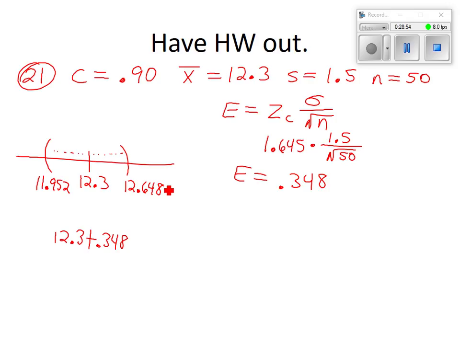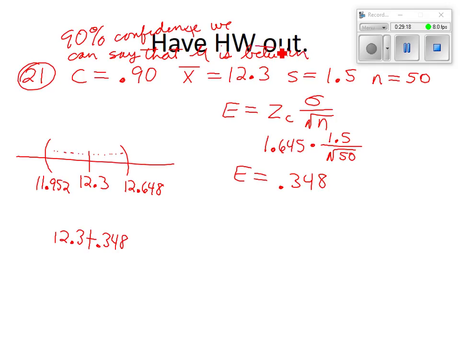And again, to explain that confidence interval, we're saying that with 90% confidence, we can say that mu is between those two numbers that we just found. So if we were looking at the population, we're 90% confident that the mean of the population is going to fall within that interval.